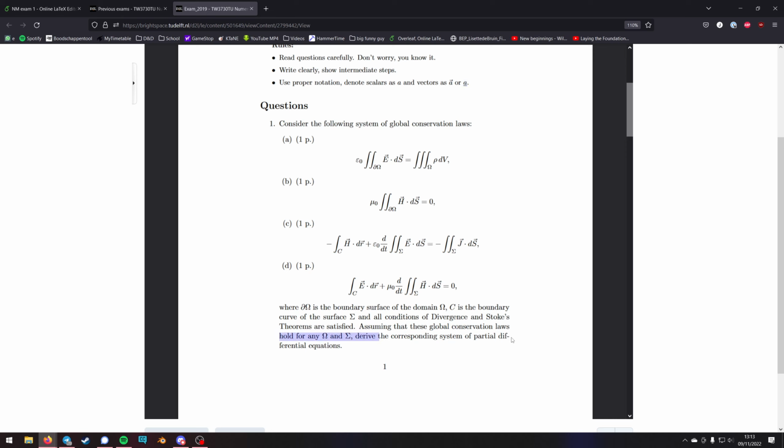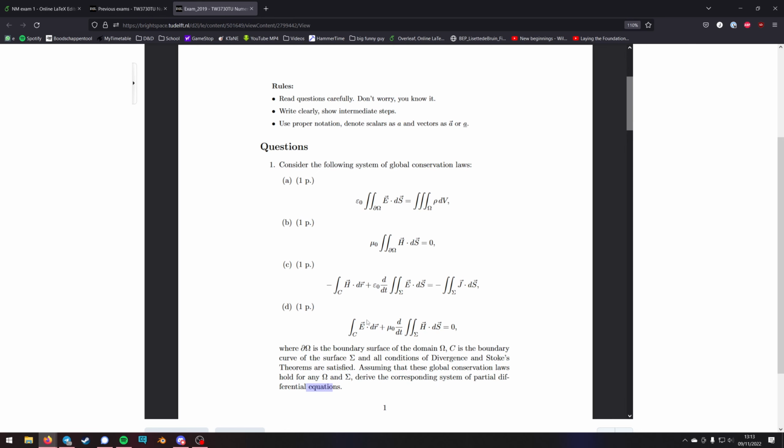Derive the corresponding system of partial differential equations. So the following system of laws, they say that and then show us 4 different laws, each with 1 point.